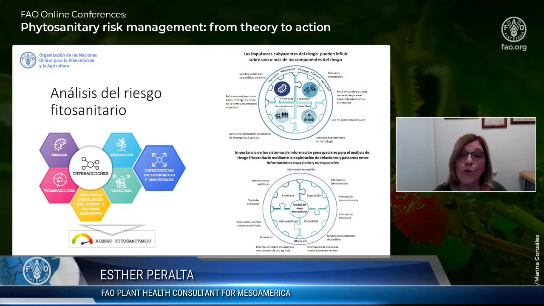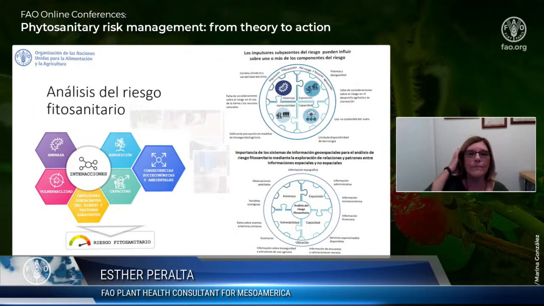These are two charts that I'm showing here. Considering the introduction of technology tools into these risk analyses allows us to establish certain patterns and relationships that help support the risk reduction and risk management measures. That's why it's so important to also consider interactions. Next one.